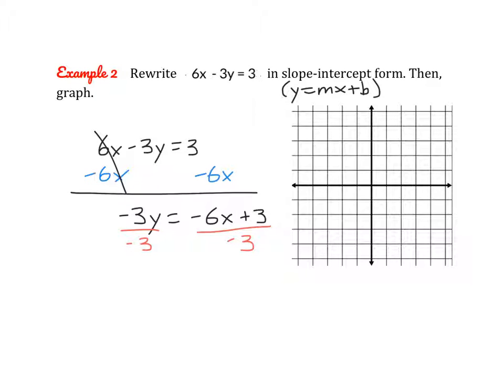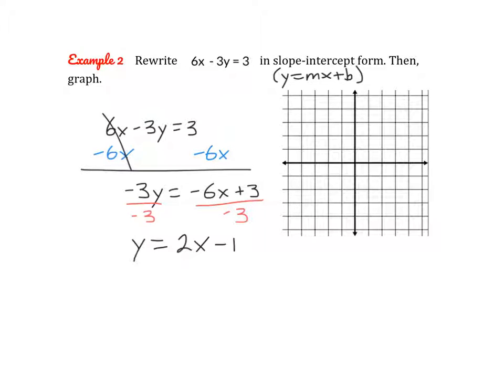But notice, when we do that, we need to divide the entire side by negative 3. So here we have 1y equals. Let's start by dividing just this first term. We're going to do negative 6x divided by negative 3, which becomes positive 2x. And then we're going to divide this term by negative 3. 3 divided by negative 3 is negative 1. So we have 2x minus 1.